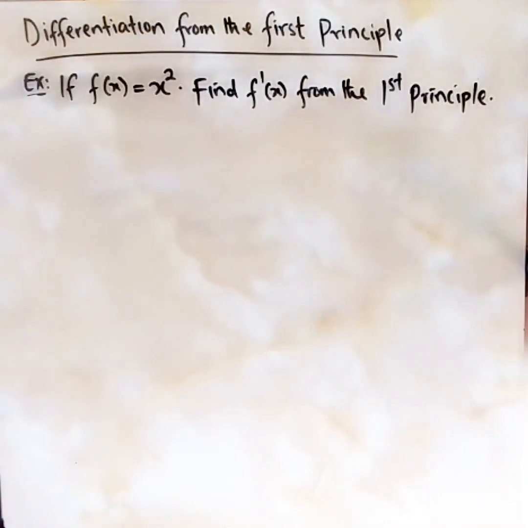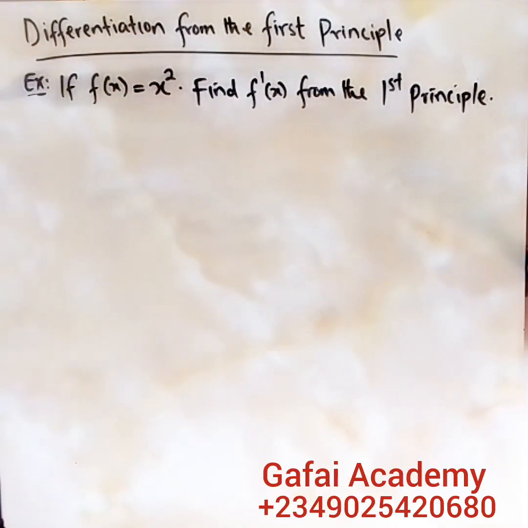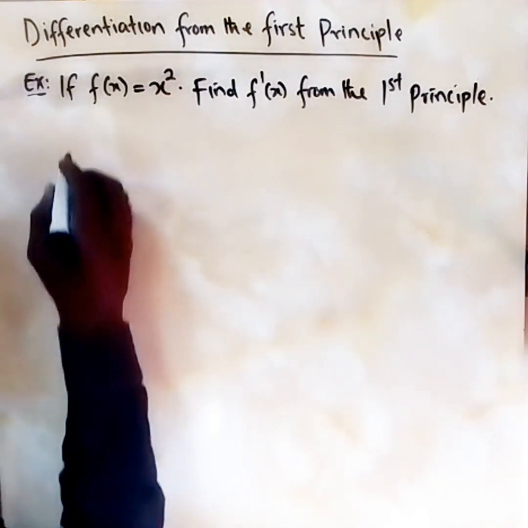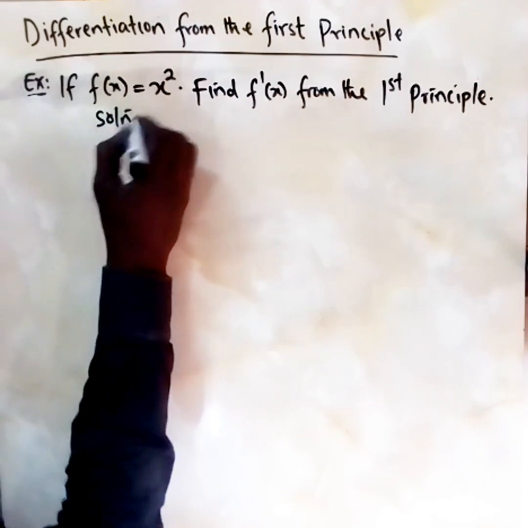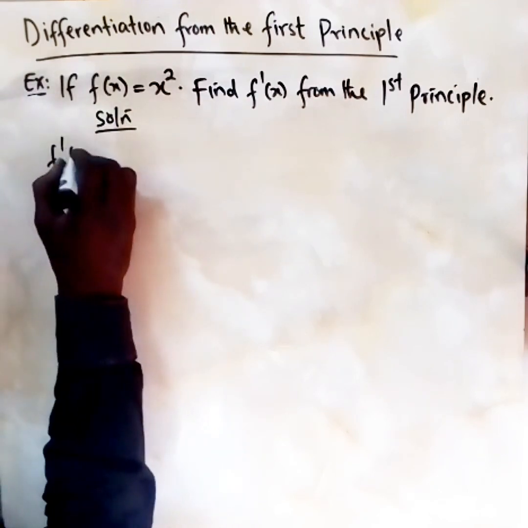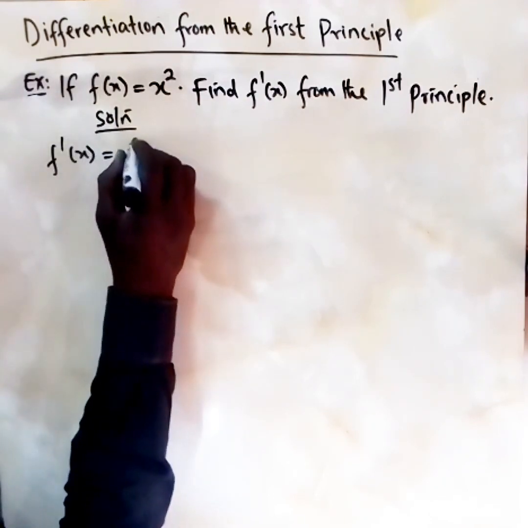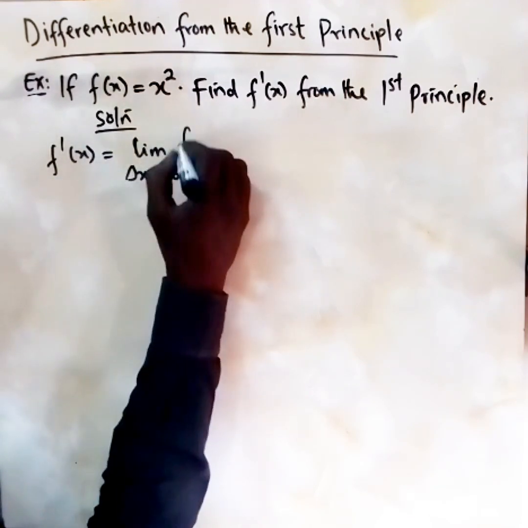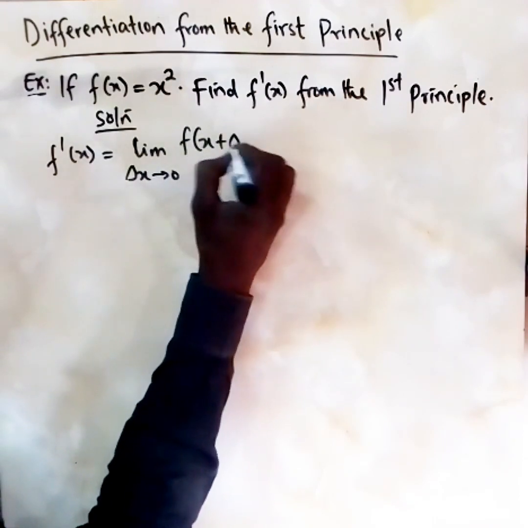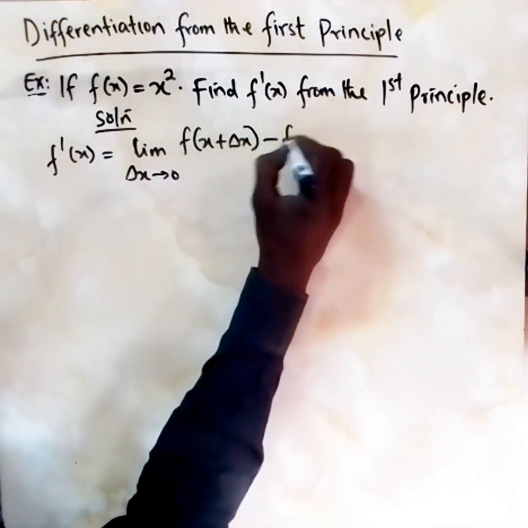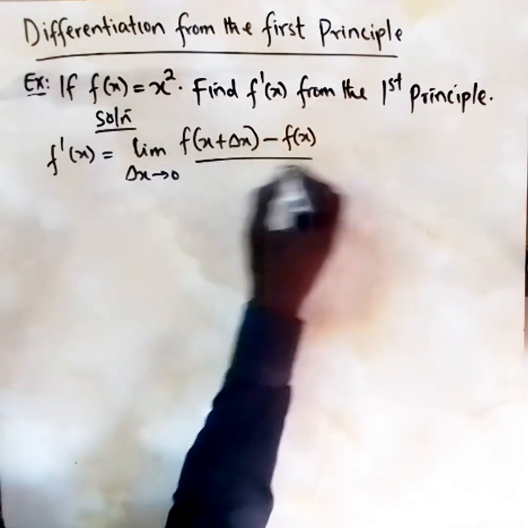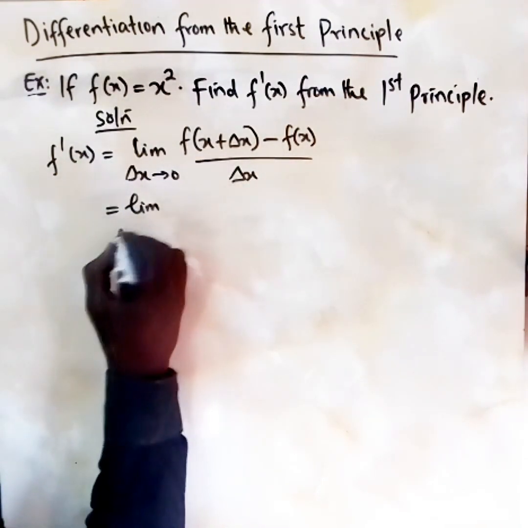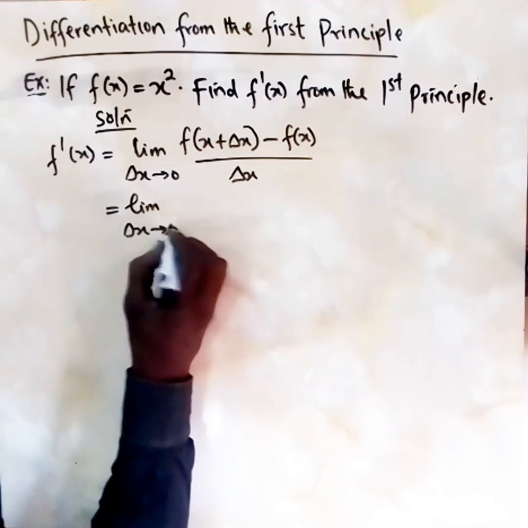Differentiation from the first principle. Example: if f of x is x squared, we have to find f prime of x from the first principle. From the first principle, f prime of x is equal to the limit as delta x approaches 0 of f of x plus delta x minus f of x, all over delta x.